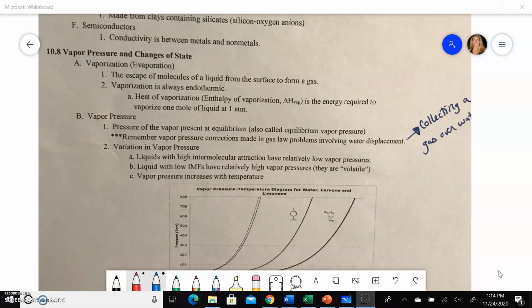Vaporization and evaporation both have to do with a liquid turning into a gas. Evaporation, we usually define it as happening on the surface of the liquid, and it's at room temperature, which is different from boiling that happens at a high temperature and usually happens within the liquid.